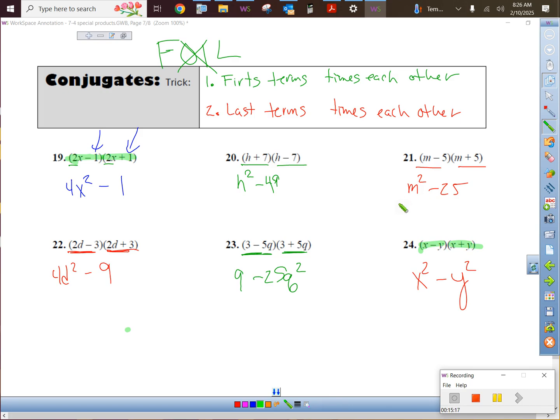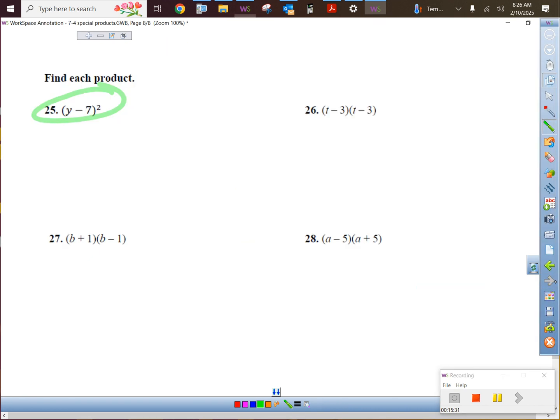So we got m squared minus 25 on this one, first, last. 4d squared minus 9, first times each other, last times each other. 9 minus 25q squared, and x squared minus y squared. Then realize, are these special? This guy is. He is a binomial squared, so square the first guy, twice the product, square the last guy.